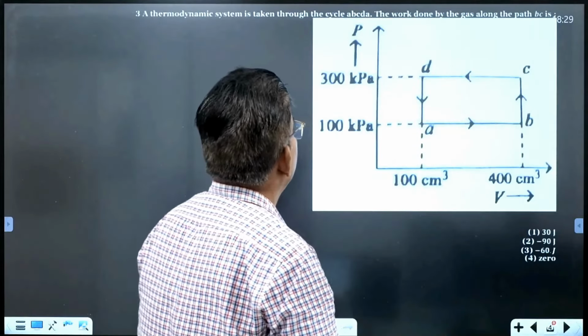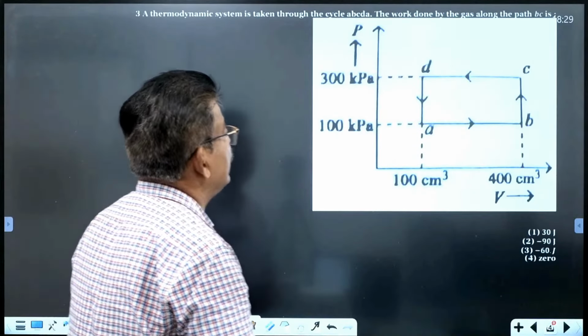Next question, a simple question, a PV diagram is given. We have to calculate the work done in the path BC. Everybody can do the answer in 5 seconds. BC is an isochoric process. Work done is 0. So answer is 4. We go to the next question.